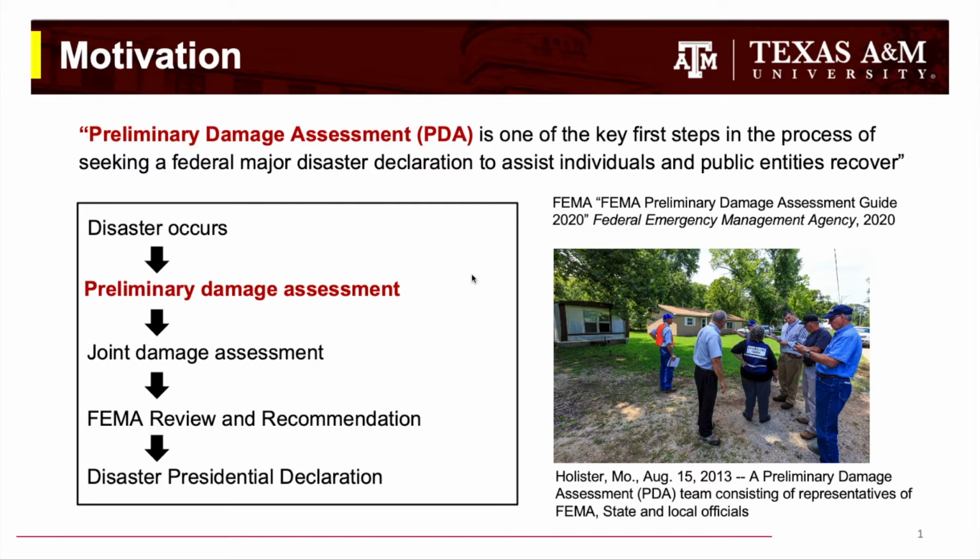After a disaster, the government will conduct PDA. Then they will have the information about where the damage is more severe. Next, the joint damage assessment groups will be formed and assess the damage level in the most destroyed areas. FEMA will then review the result and give the suggestion for the presidential disaster declaration.